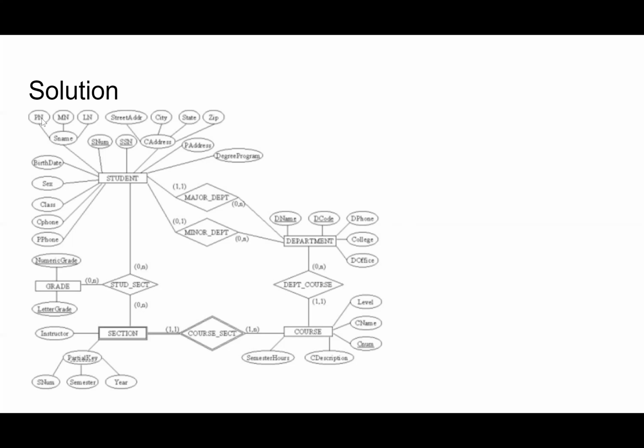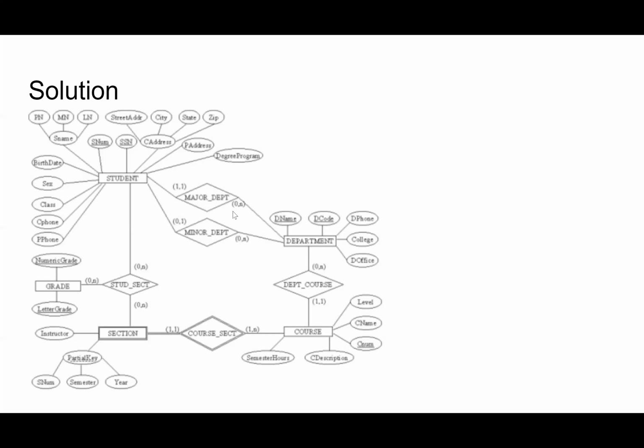The student name is also a composite attribute. It has a first name, a middle name, and a last name. And then the permanent address isn't shown with all of the values attached to it, but it is a composite attribute that has a street address, city, state, and zip.